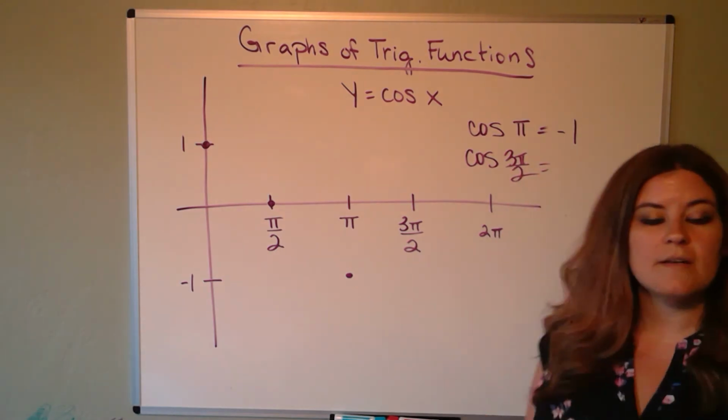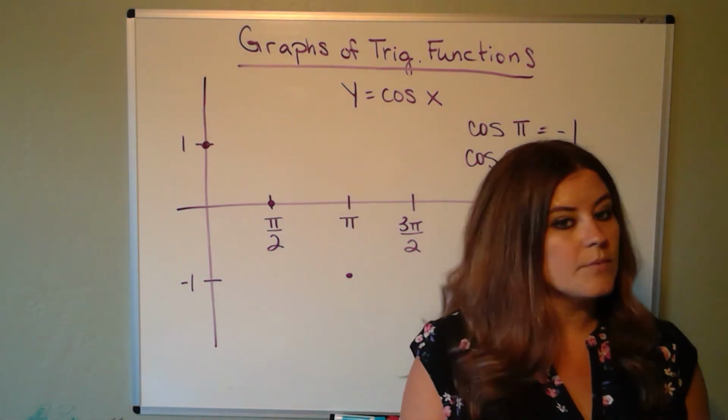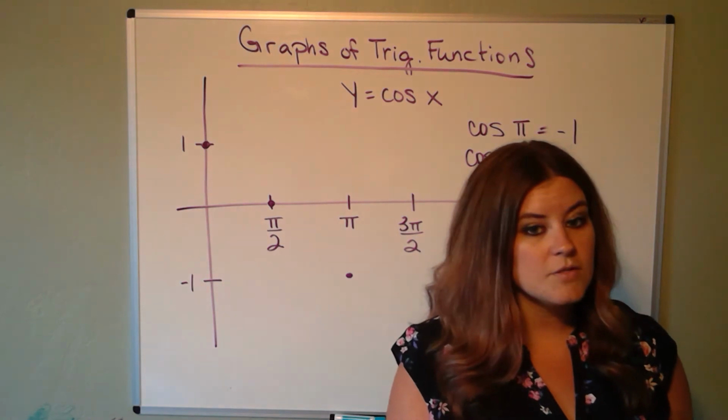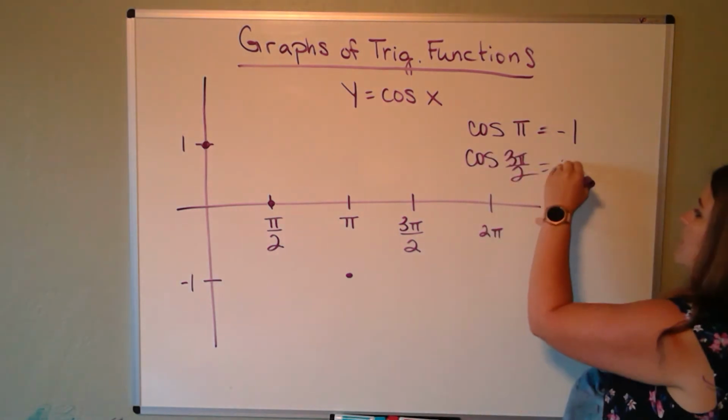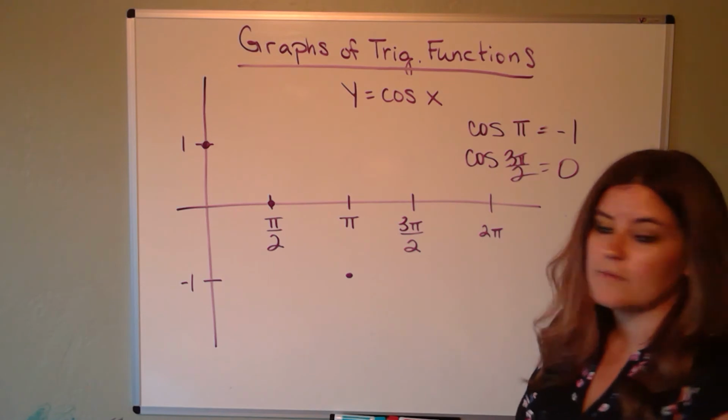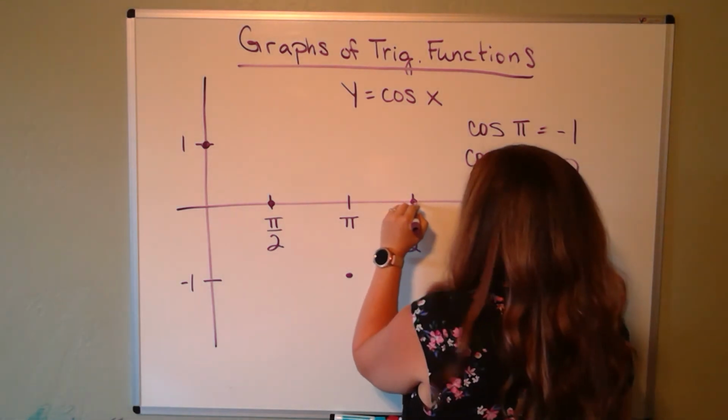You guys, what's the cosine of 3 pi over 2? Check out your unit circle. What's the x value straight down at 270 or 3 pi over 2? Well, your x value there is 0. So we're back to 0.